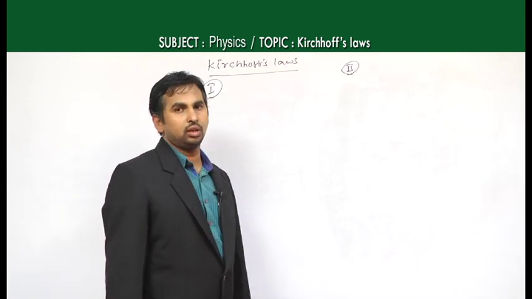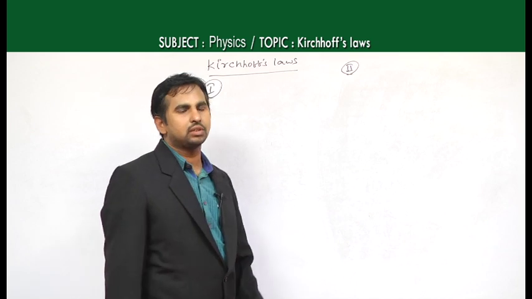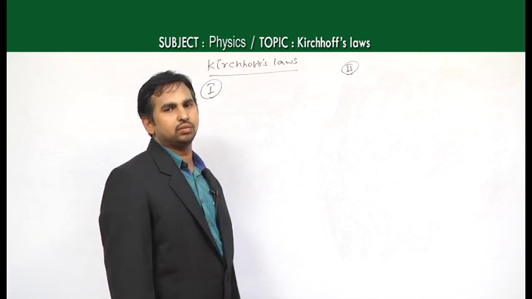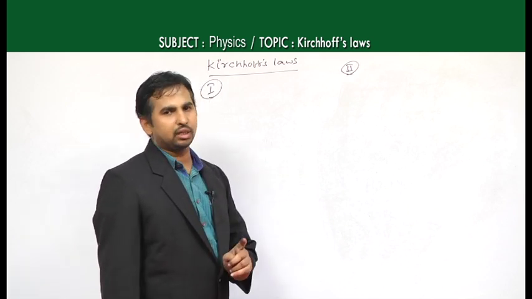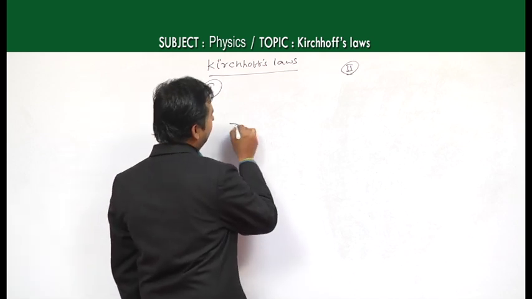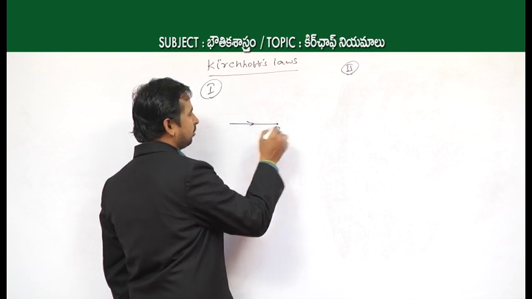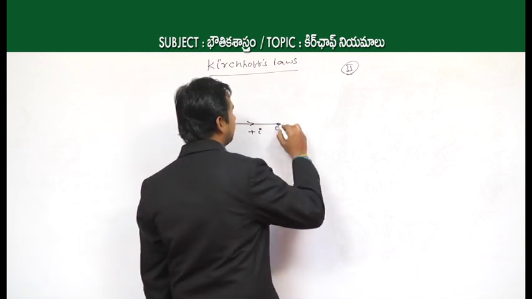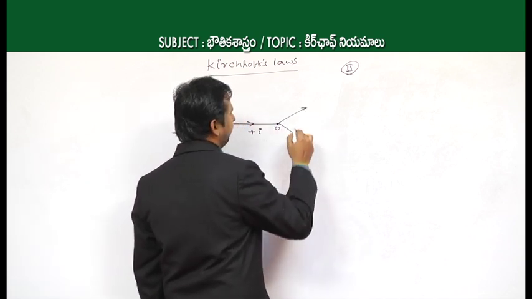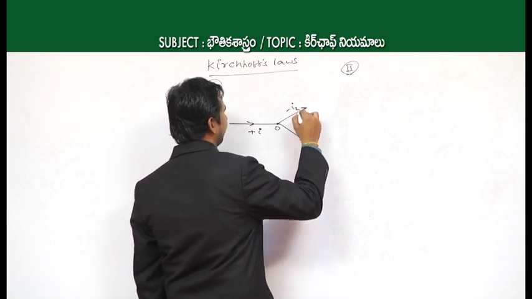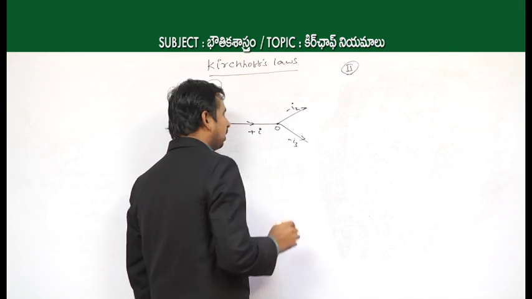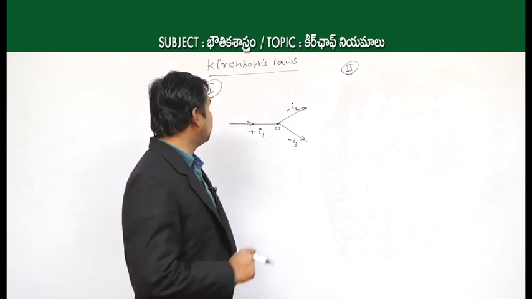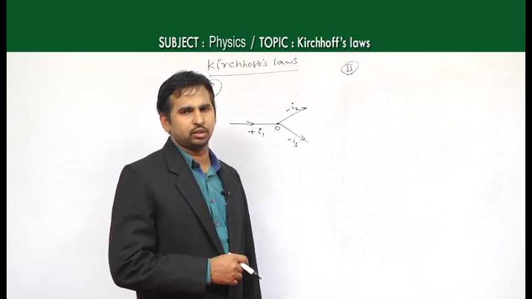Before going to any numericals on Kirchhoff's laws, at first we have to remember the sign conventions. For the first one, which is the easy one, the current law: at a junction point, when the current is coming in, we take it as positive. Whenever a current is leaving that junction point, we take it as negative. So all incoming currents are positive and all outgoing currents are negative. That is the sign convention we follow for Kirchhoff's current law.